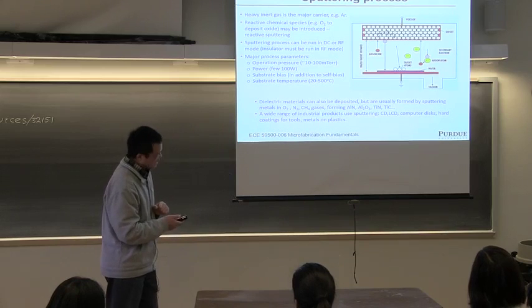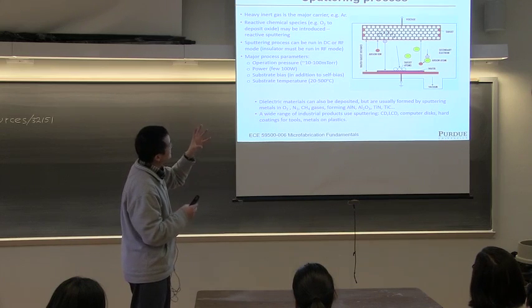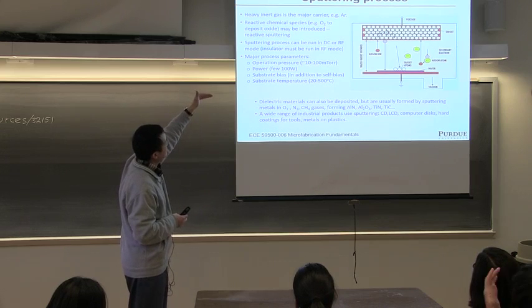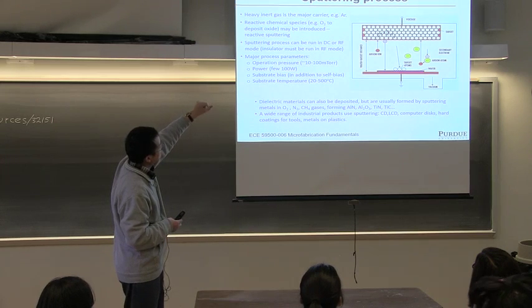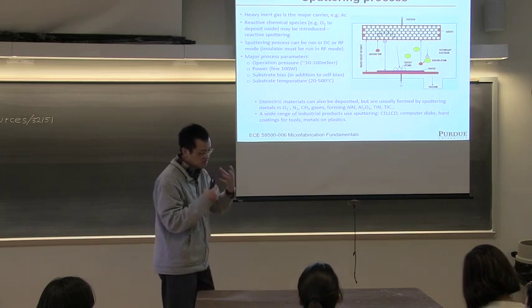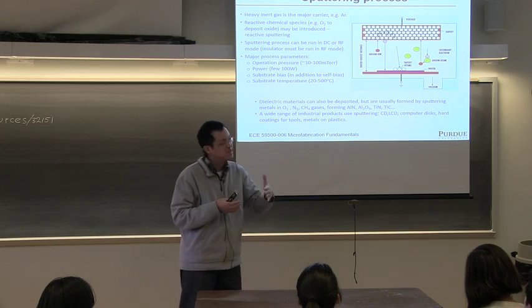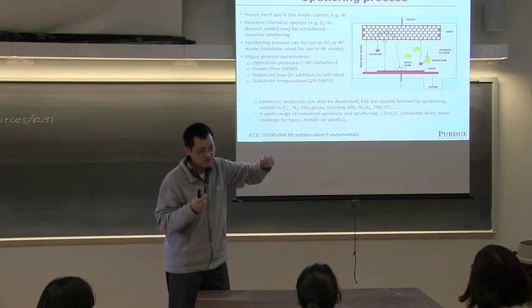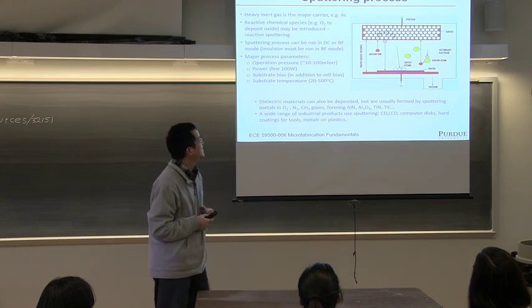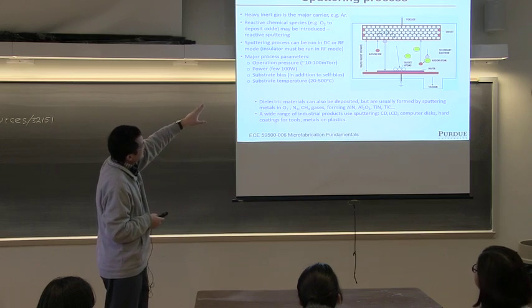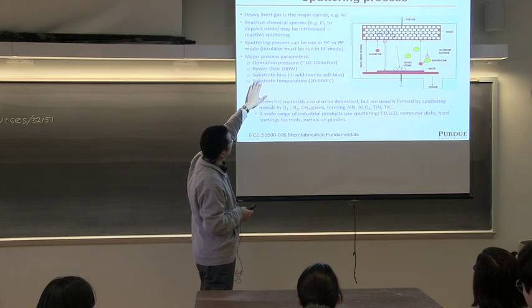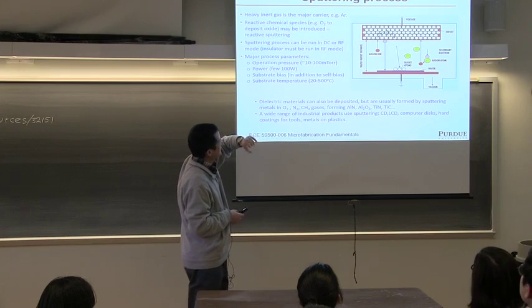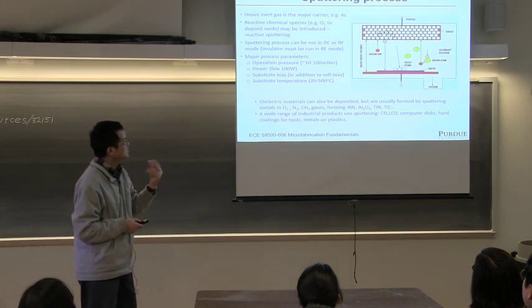So the sputtering deposition process uses a heavy inert gas as the major carrier, like argon, and you can also introduce reactive chemical species like oxygen. If you want to sputter, for example, aluminum oxide, then you will have a target of aluminum, and you can introduce some gases like oxygen. Generally, you have low pressure and a few watts of power. You can apply a substrate bias, in addition to the self bias, and you can also heat it up.